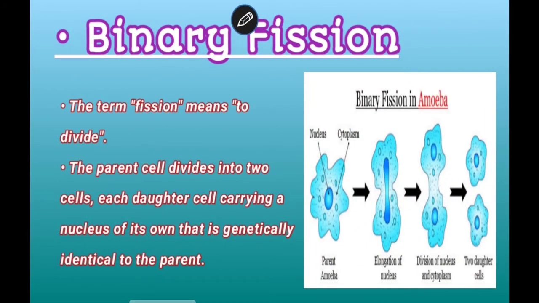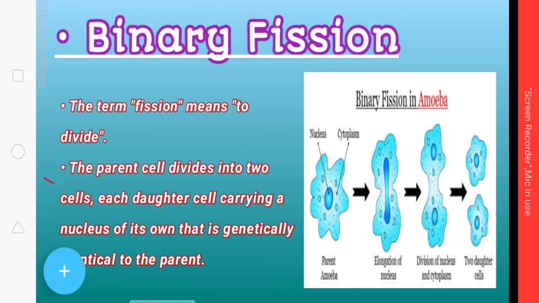Now let's take the example of amoeba and see how the parent cell is getting divided into two cells. So let's see this point again. The parent cell divides into two cells, each daughter cell carrying a nucleus of its own that is genetically identical to the parent. Both the cells will have a nucleus, and that nucleus will have genetic material which is very much identical to the parent.